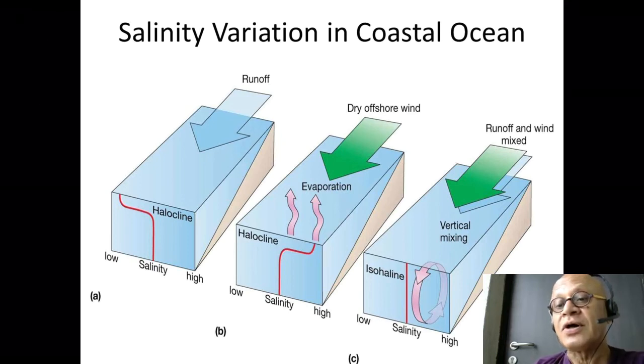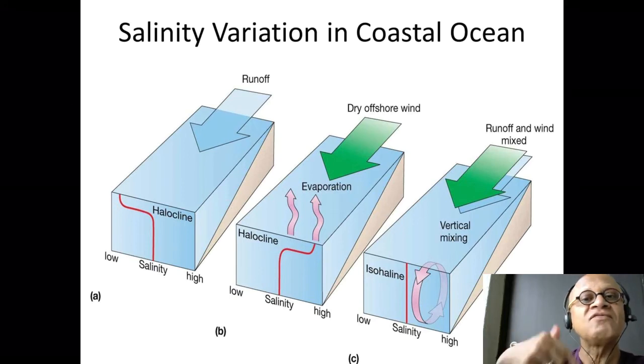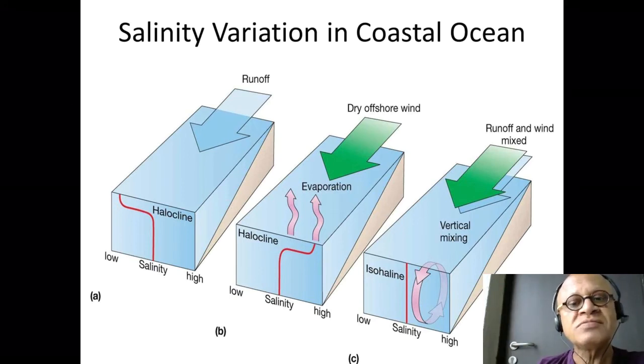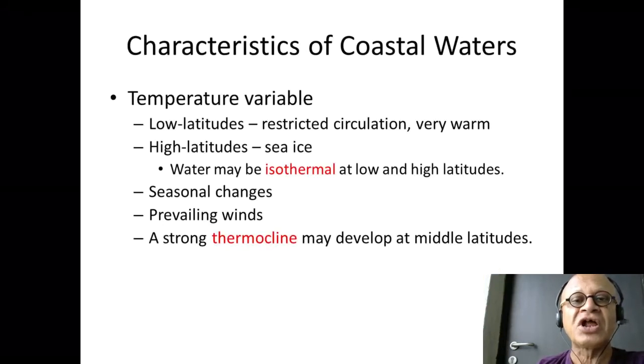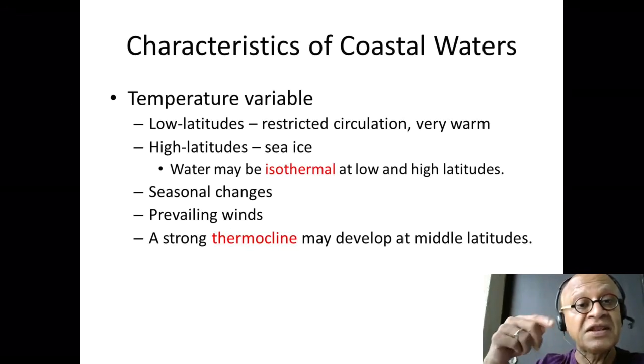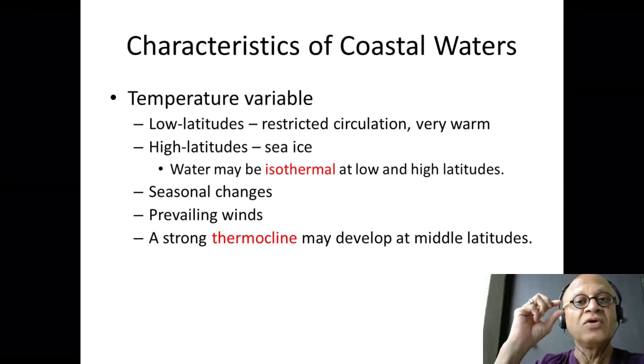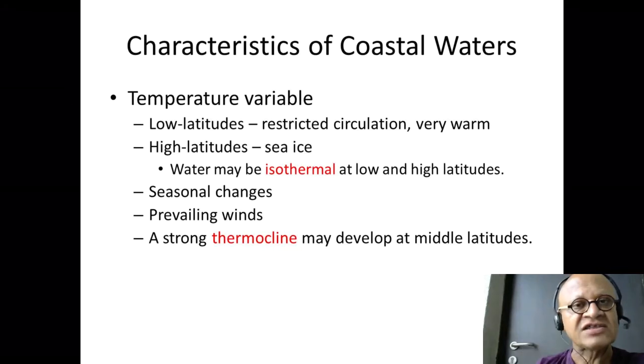Okay, so runoff and wind can mix and create a well mixed coastal ocean, which also happens in lots of places. Okay, so typical dry Mediterranean kind of climate can produce these. Temperature variability depends on where you are. In low latitudes, you have a very warm layer which will create a thermocline and prevent the mixing, so you have restricted circulation. You can get kind of jets because the wind forcing, the momentum can get trapped in this very shallow warm layer. Mixing is prevented, so you can have very fast currents because of this strong thermocline.